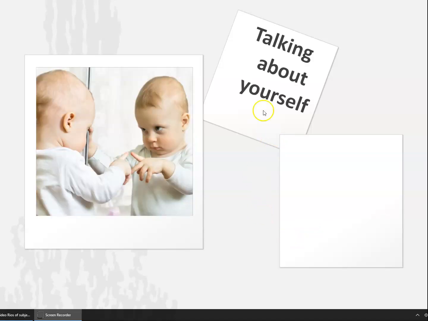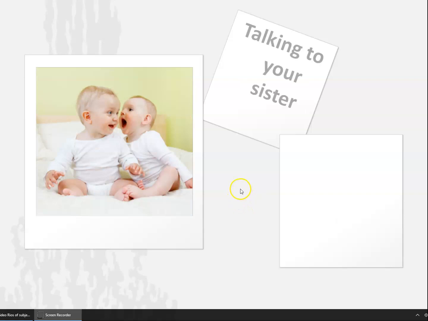Talking about yourself. This one, you know, it's only one person. And the answer is yo. I. Talking about yourself. I. Talking to your sister. You're talking to her. So if you're talking to her, it will be tú. Now, if you will say talking about your sister, then it will be ella. You're talking about her. She did this to me. If you're talking to her, you're saying tú. You need to do this.